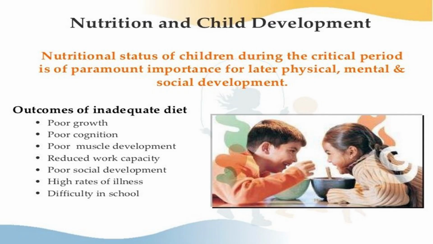Then once this happens, once you are not physically well grown, not physically fit, not physically capable enough to withstand the atmosphere and all, naturally you will be a susceptible child, or a susceptible adolescent, who will have high rates of illnesses. All those things which I have just mentioned in the earlier part: poor growth, poor cognition, poor muscle development, reduced work capacity, poor social development, high rates of illness, all those will have effects on difficulty in school.